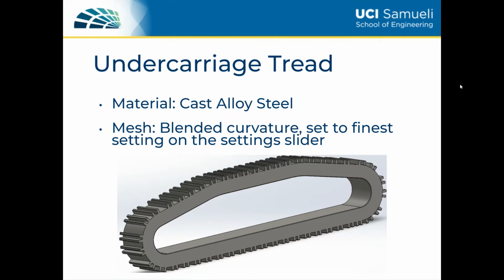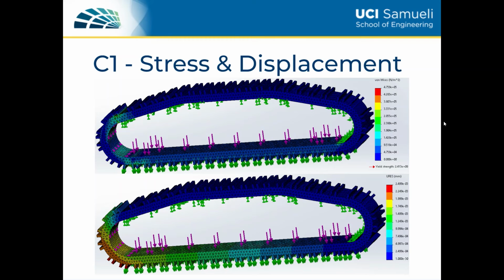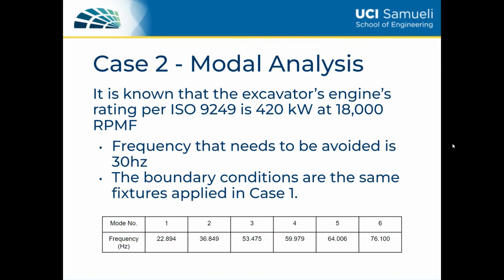Alright, hello, my name is Colin Brown, and I'll be presenting on the undercarriage tread. So the material is cast alloy steel, and the mesh is the finest mesh setting on the slider for blended curvature. For static on terrain, the boundary conditions are supported on the ground and in the internal faces with loads of 1,000 kilonewtons of downward force as well as 10,000 kilonewtons of torque force. So here are the stress and displacement plots.